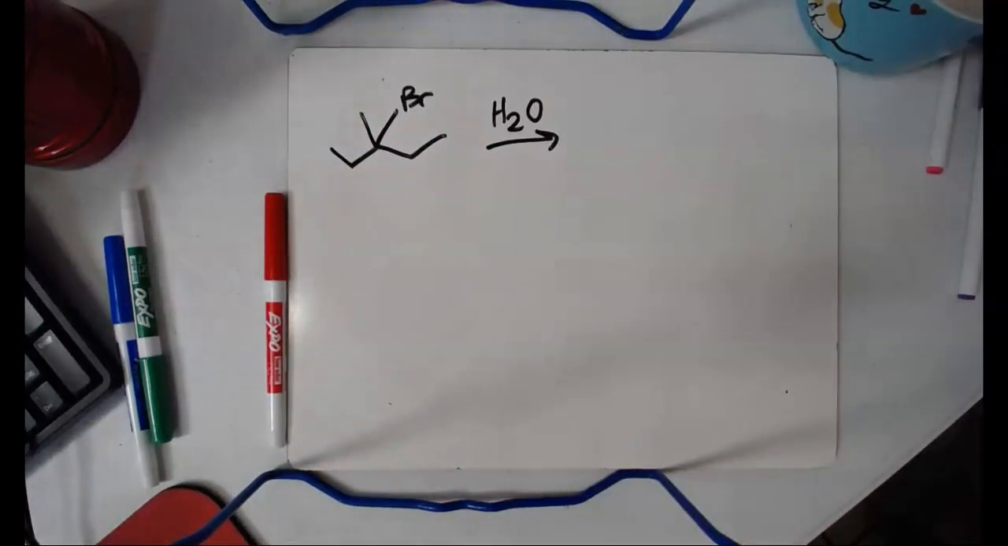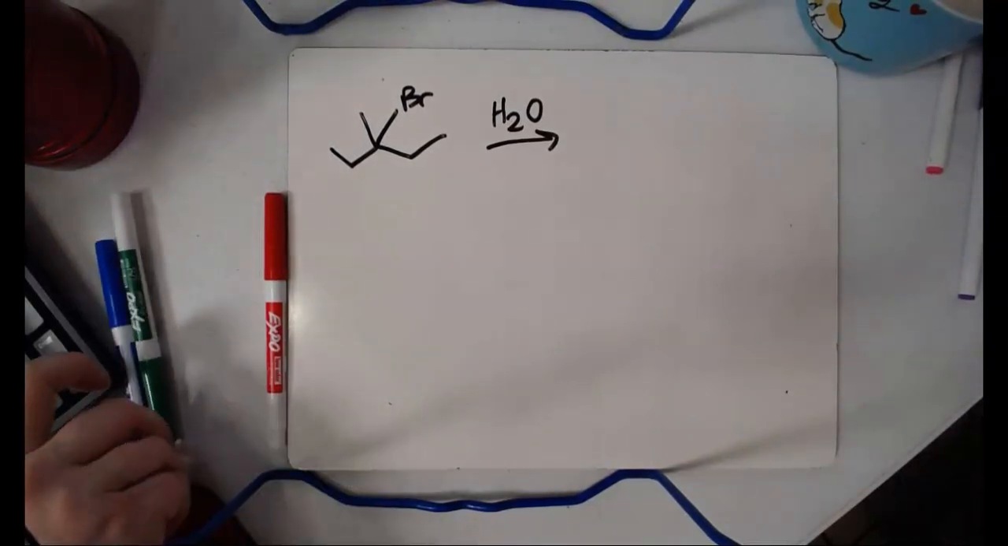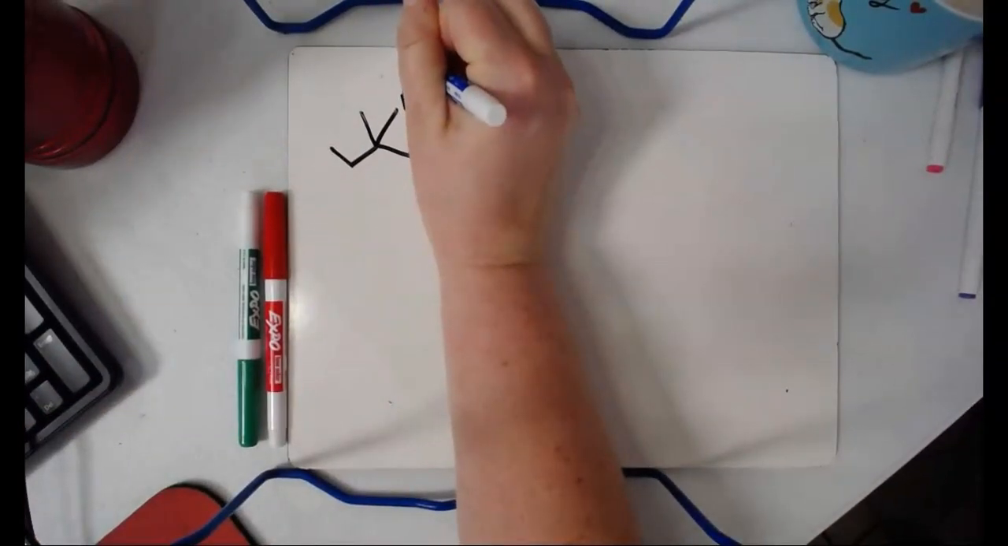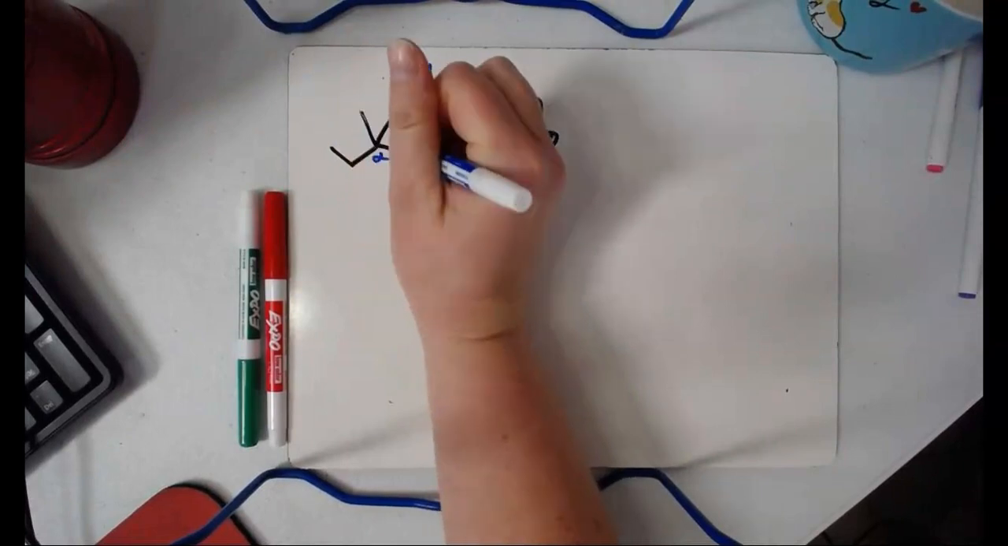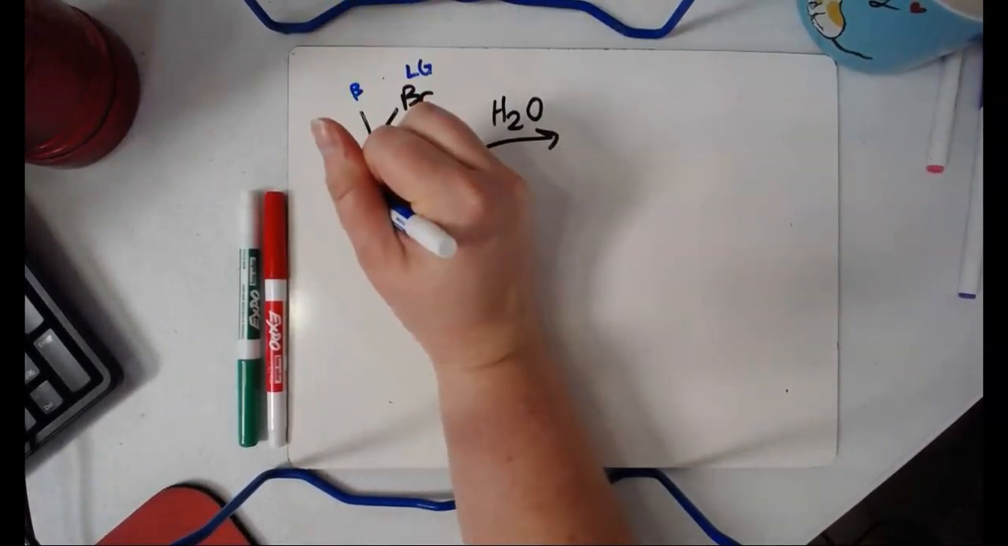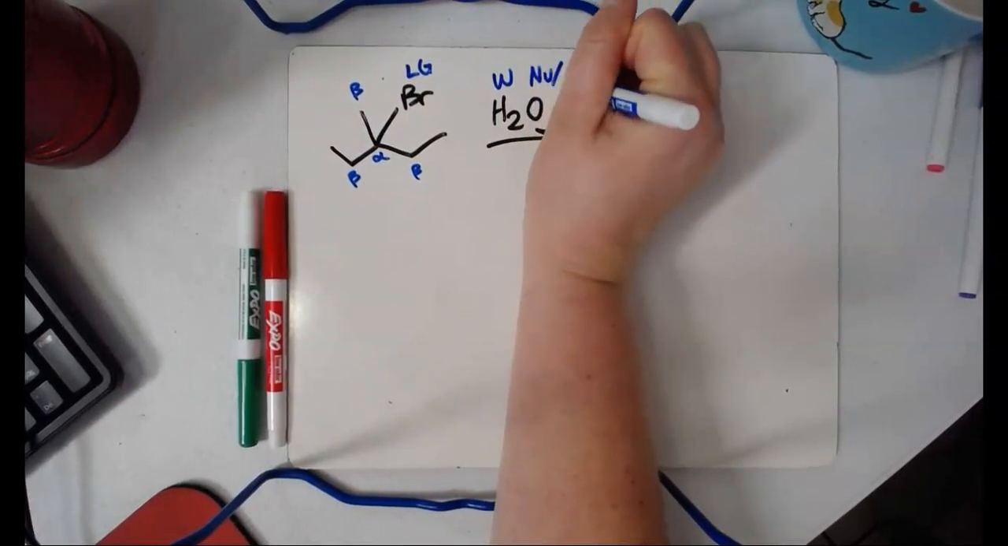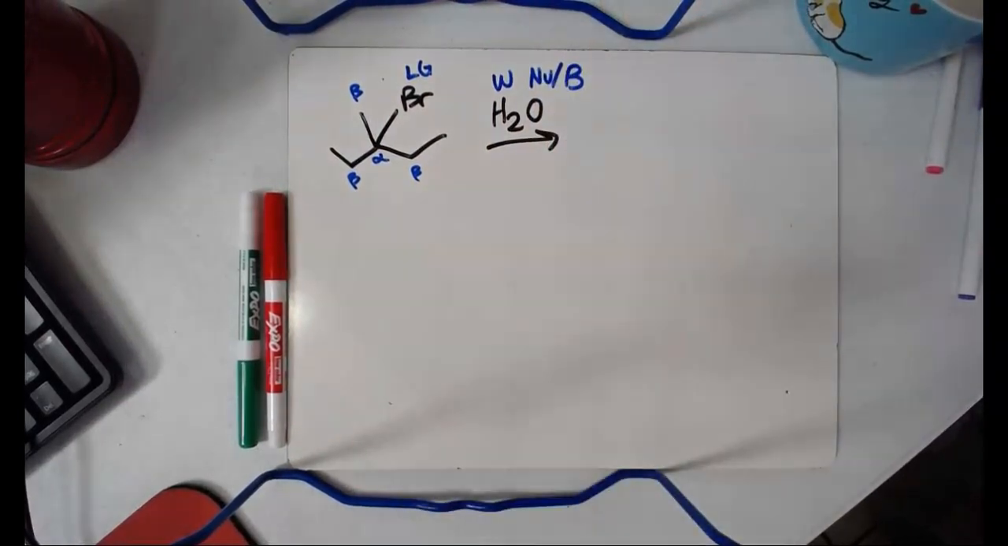Here's what we're starting with. We're going to start with this substrate. We have a bromine as our leaving group. So here's my leaving group, which means that's a beta carbon, and a beta carbon. I'm using a weak nucleophile or base. Our water can act as either.